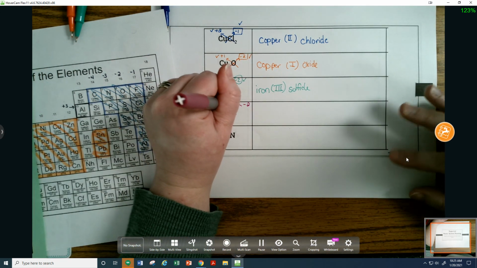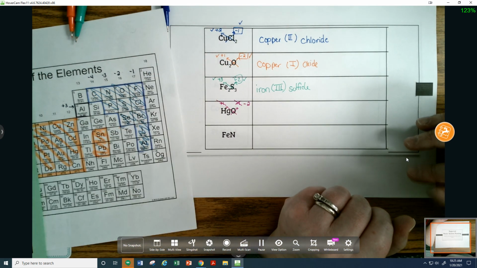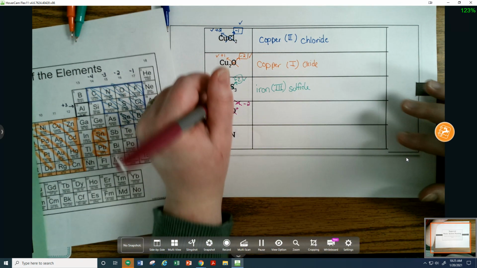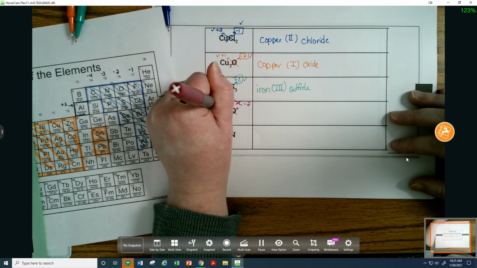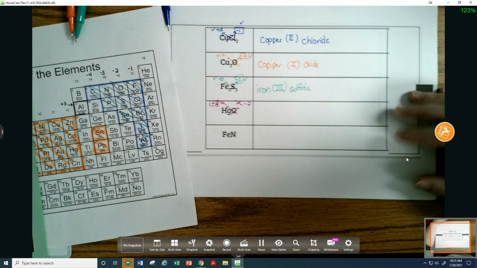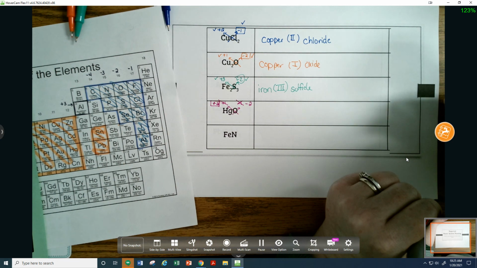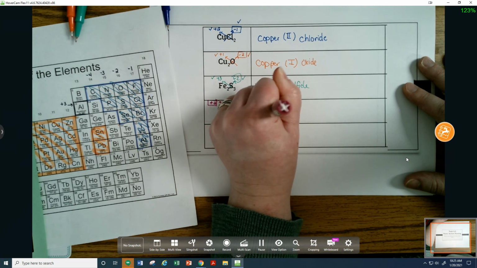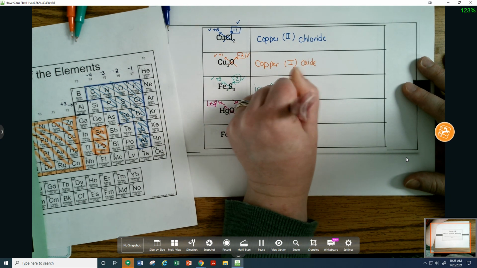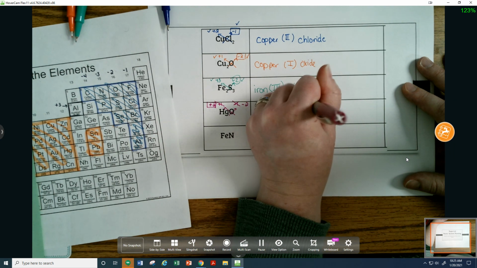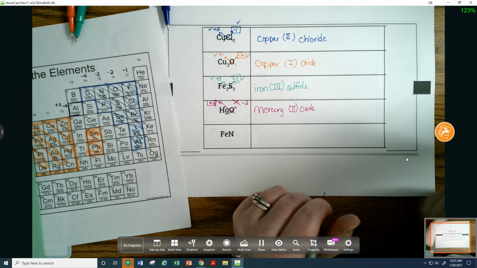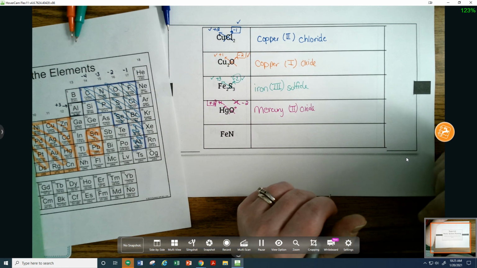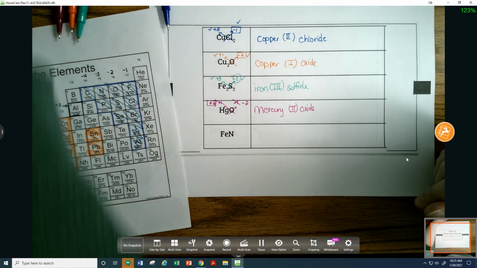So that means Hg cannot be a +1. If you think it through, what made that -2 disappear? What simplified that -2? That had to be a +2. So the true charge, the actual charge of the mercury, is +2, not a +1. So we would name this mercury 2 oxide. Again, your subscripts, the lack of them, or even the subscripts that are there, can lie to you, and you have to verify it. That's why this cross-up method is so important that you don't skip.